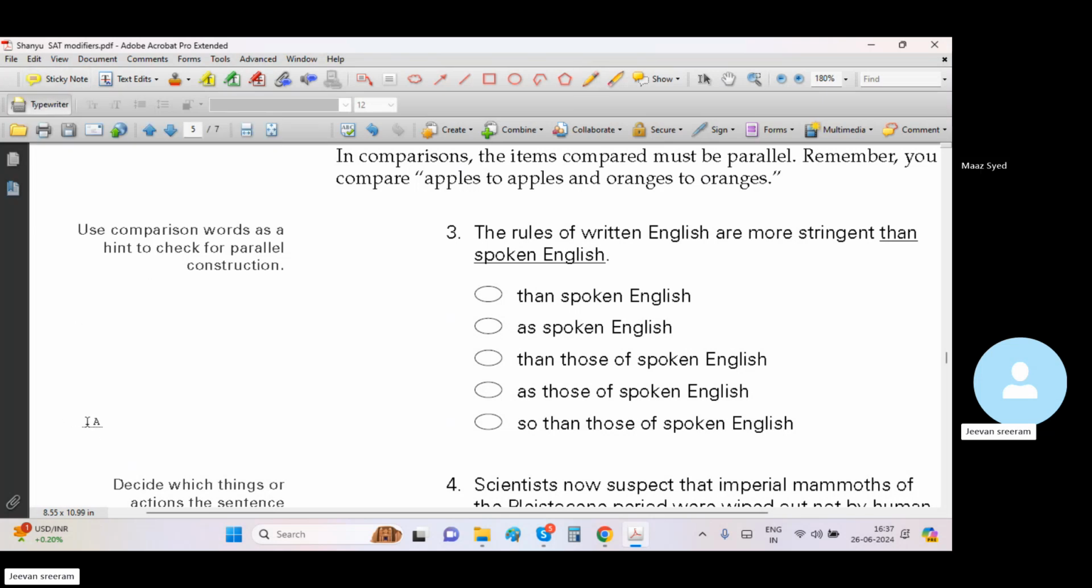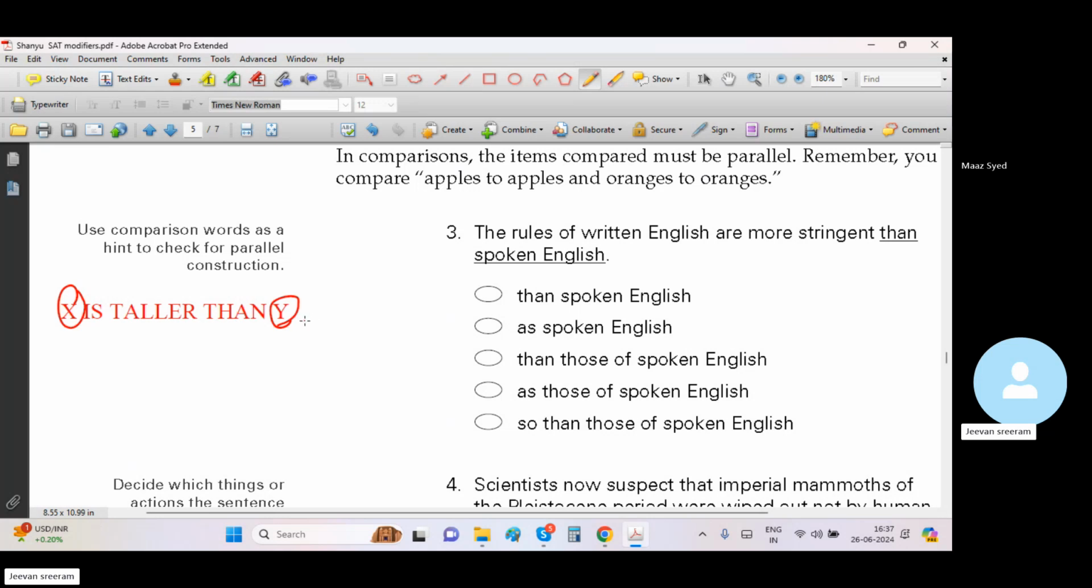Let me write the first one. X is smaller than Y. What are being compared? X and Y. Are they nouns or verbs? They are nouns. Nouns have been compared between these two, right?